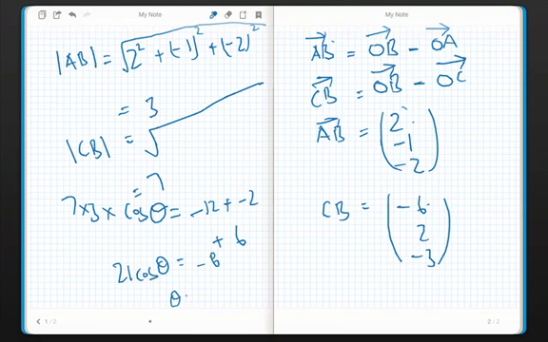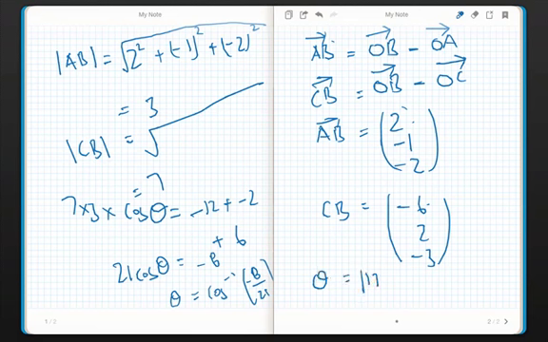So theta is equal to cos inverse, I hope you see how I got that, of minus 8 by 21. Minus 8 by 21, cos inverse of the answer will equal 112 degrees. So our theta is equal to 112.4 degrees.